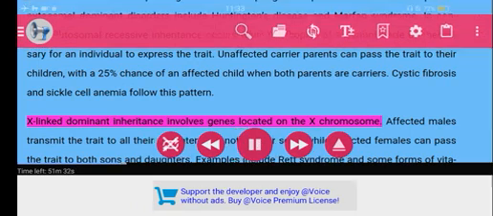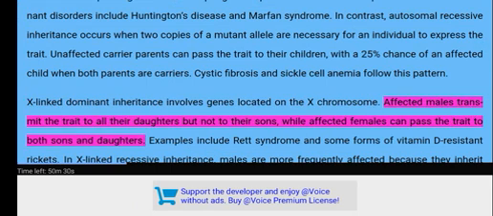X-linked dominant inheritance involves genes located on the X chromosome. Affected males transmit the trait to all their daughters but not to their sons, while affected females can pass the trait to both sons and daughters.